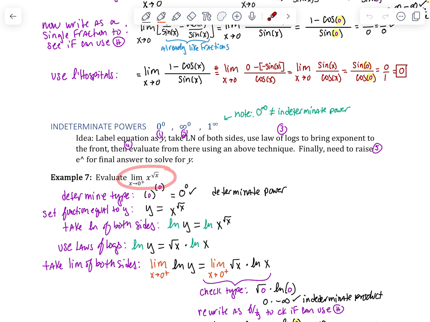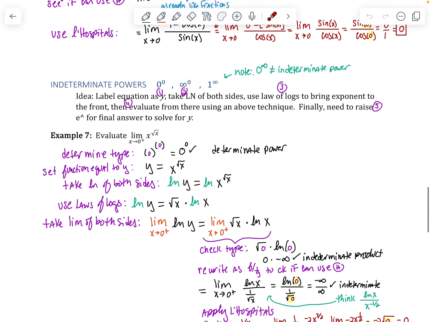Okay, so here's what we're going to do to solve these. You can see the problem we're going to work on down below. What we're going to do is label the equation as y. This allows us to have an actual equation, right? The function is y. So I'm going to be able to take the natural log of both sides. I'm going to use the laws of logs, the exponent part, to bring it down in front. Then I'm going to evaluate from there using the above techniques, meaning L'Hopital's will probably come into play. And then I need to end the problem by raising both sides of my equation to the power of e, and that will allow me to solve for y. Here we go.